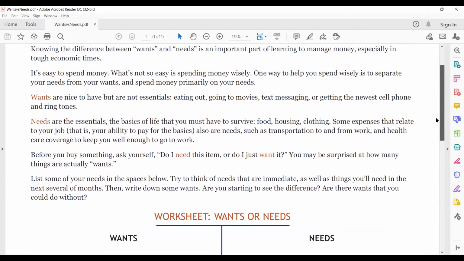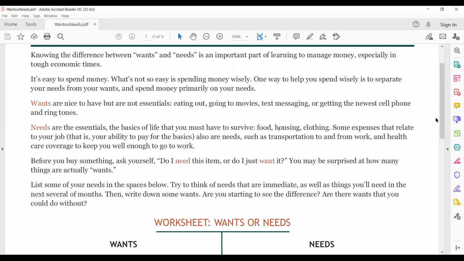Right. And again, the marketing and the advertising world, their job is to convince us that we need something that's really only a want. And that's just the way it works in a capitalist society, because those companies are out to make more money.